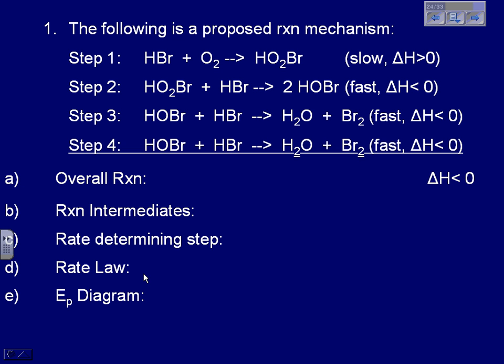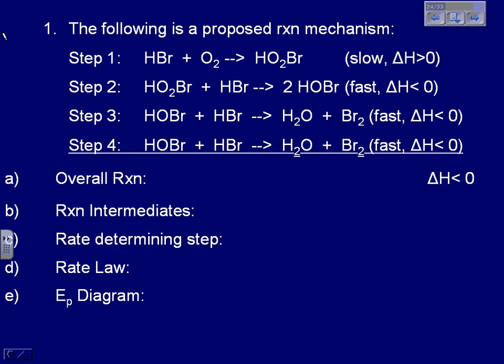So let's go through and answer these. What is the overall reaction? What are the reaction intermediates? What's the rate determining step? And what is then the rate law that we get from the rate determining step? And putting all 4 steps together, can we do a potential energy diagram? Okay, well, let's take a look.